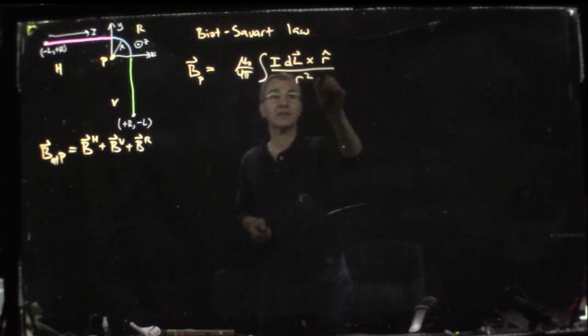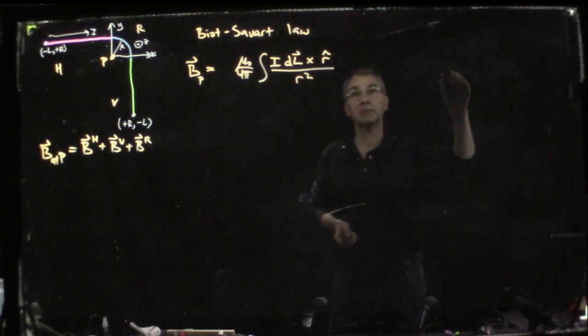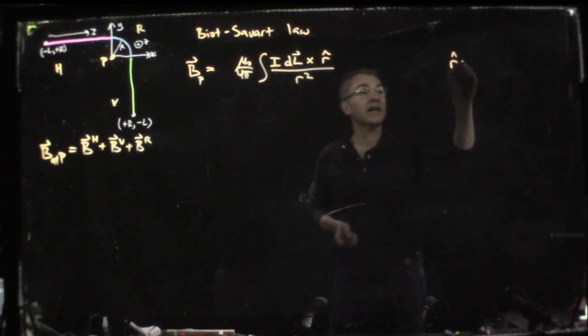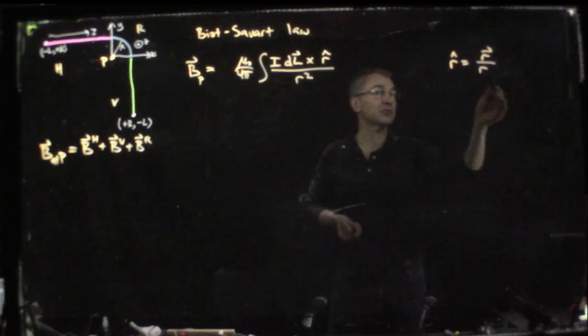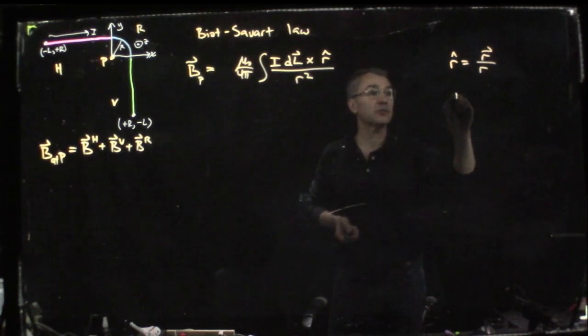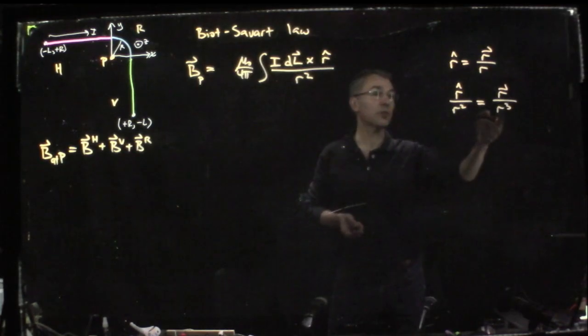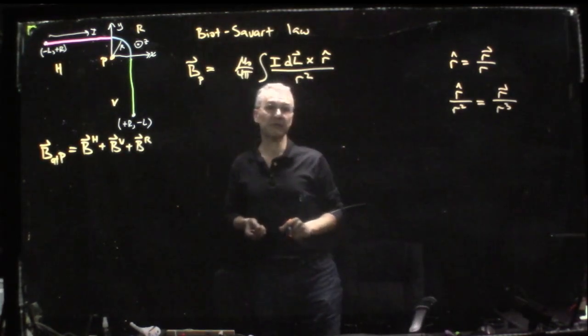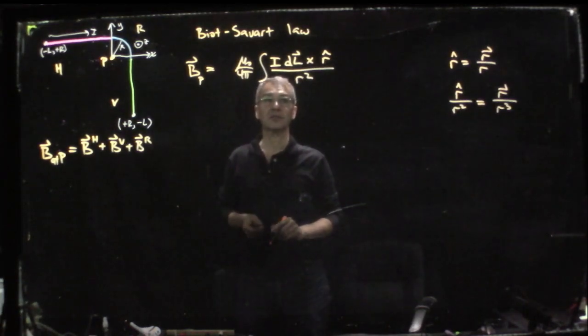So this r hat is the direction of this little r. And by the way, we almost always use the trick in these problems that r hat equals this vector r divided by the magnitude of r. So therefore r hat over r squared is just this r vector divided by r cubed. And that's why you always have something to the 3/2 power in the denominator in these problems that involve integrals.